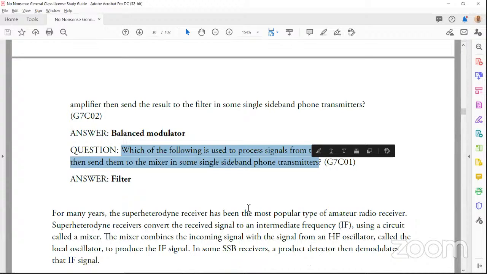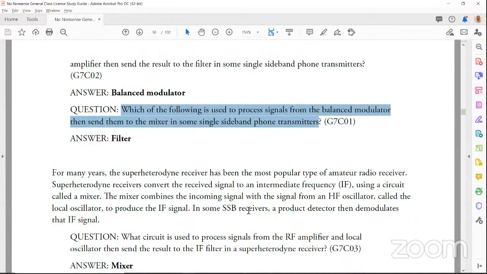Moving right along. Which of the following is used to process signals from the balanced modulator, then send them to the mixer in some single sideband or SSB phone transmitters? So let's dissect this question. So remember, anytime we talk phone, we mean voice as opposed to data or using a computer connected to the radio. When we say phone, it's voice. You are speaking into the radio, not using a computer.